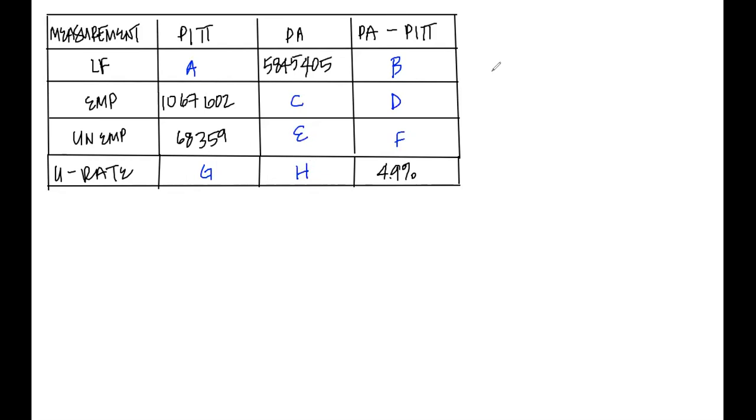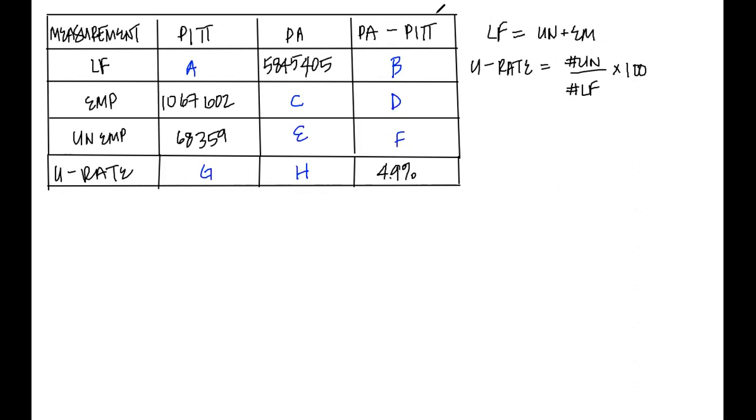And then off to the side, we know our equations. So what we know is that the labor force is going to be the addition of the number of unemployed plus the number employed. The unemployment rate is the number of unemployed over the number of the labor force times 100. And those are actually the only two equations you need for this table.